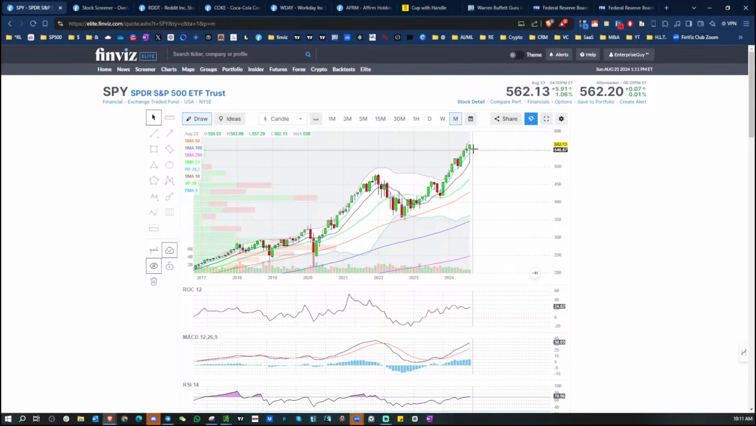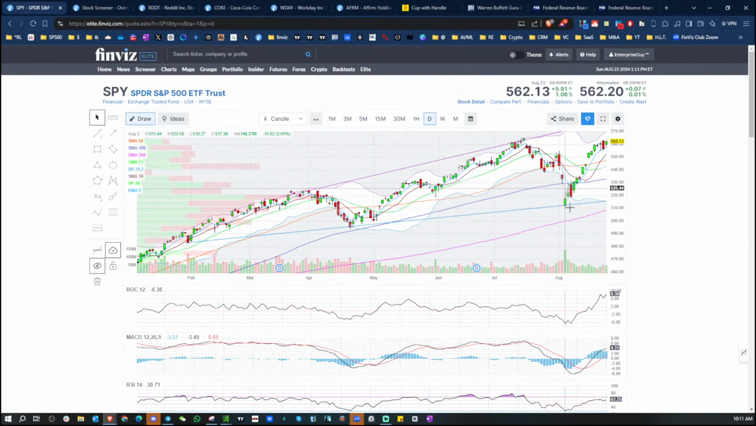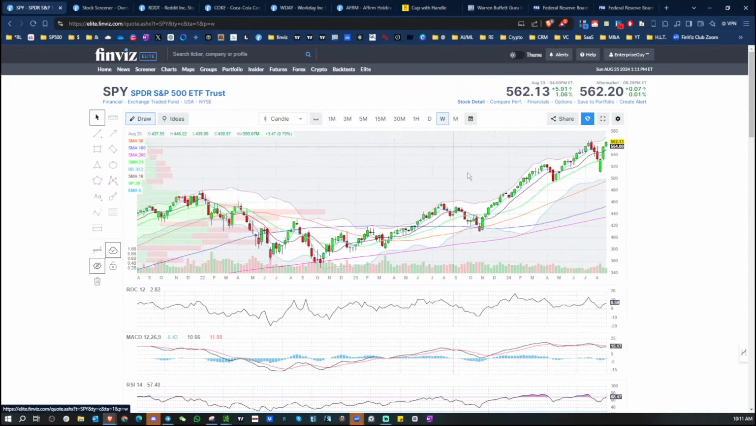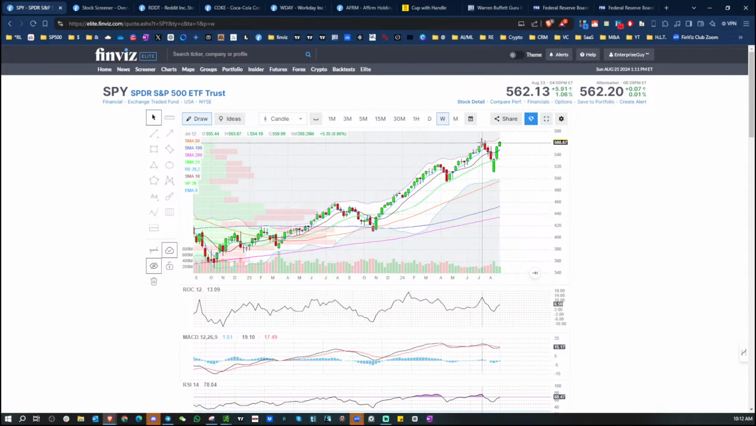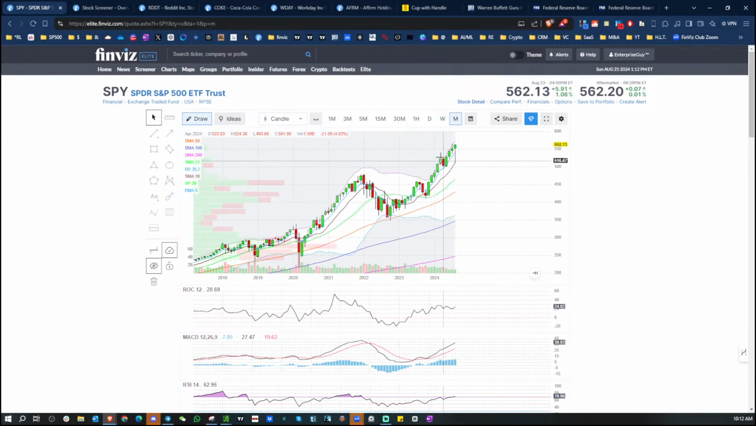We dipped hard, but we basically corrected. So on the daily, we felt the pain. We felt the pain of like a 10% pullback. On the weekly, you saw a little blip right below the 20-day moving average, but technically it still held. And then on the monthly, well, the monthly is not really showing any pain. The monthly is actually showing we're still going up. So it's almost like this V bottom.